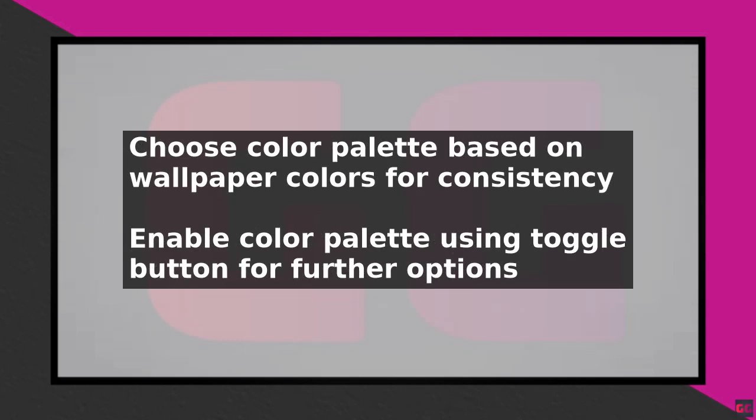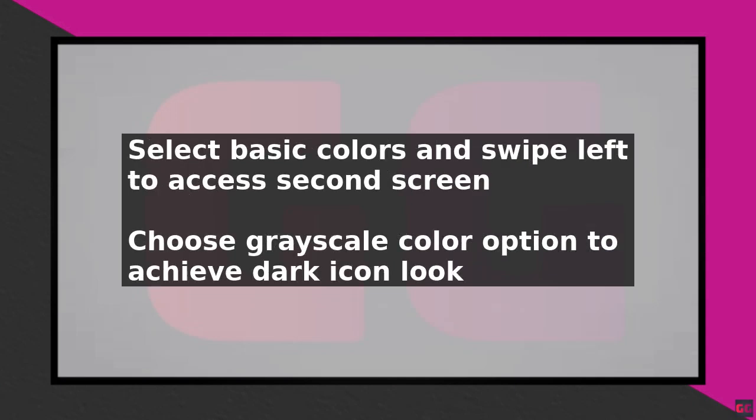Choose a palette based on your wallpaper colors. Next, enable the color palette by clicking the toggle button. Then switch to Basic Colors and swipe left to access the second screen. On this screen, select the first option, which resembles a grayscale color, to achieve the dark icon look.